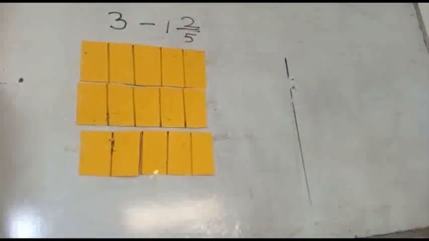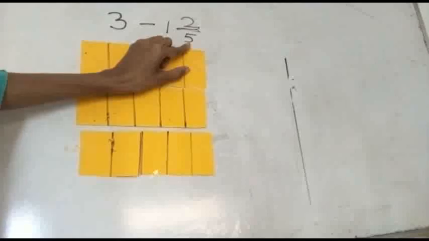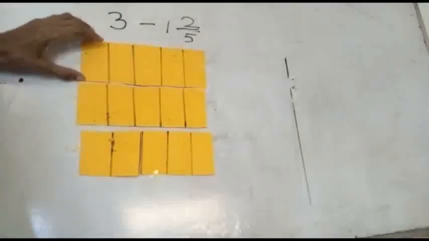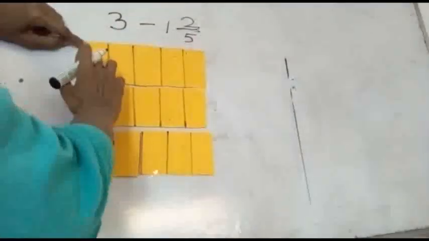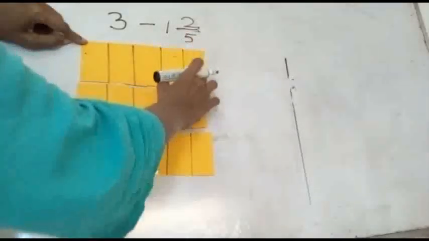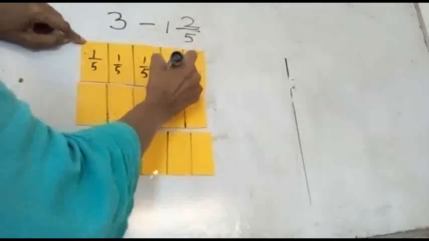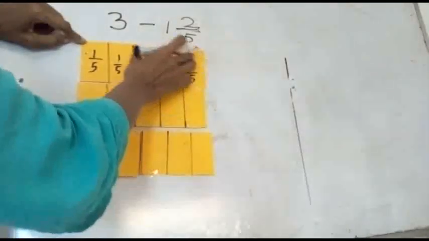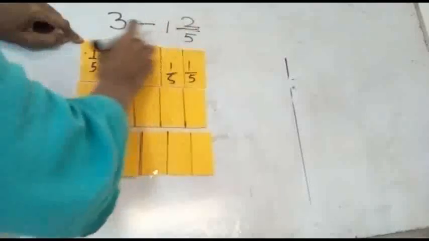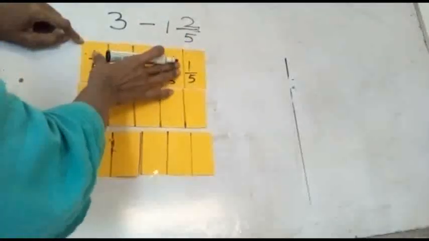Second method. 1 and 2 fifths is subtracted from 3. Here denominator is 5. Then we divide each unit into 5 parts. Here 1 over 5, 1 fifth. Here 1, 2, 3, 4, 5. 1 figure is divided into 5 equal parts. 1 is equal to 5 over 5.